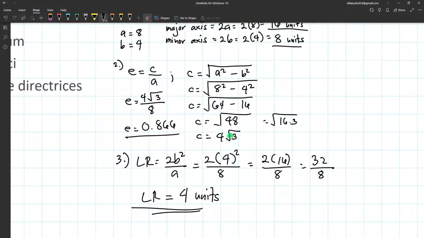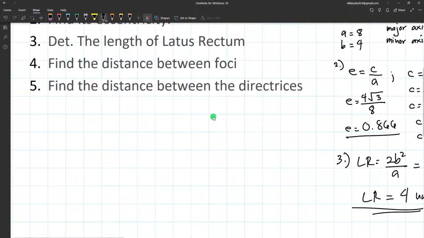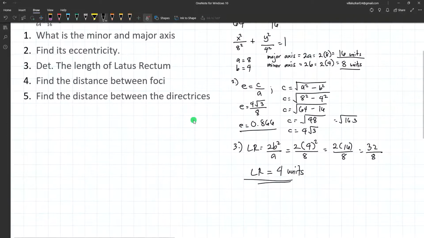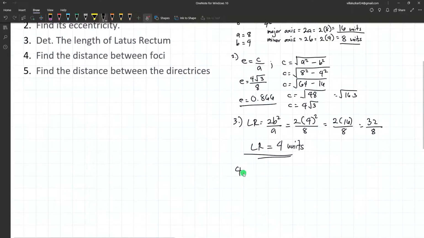Number 4. Find the distance between the foci.